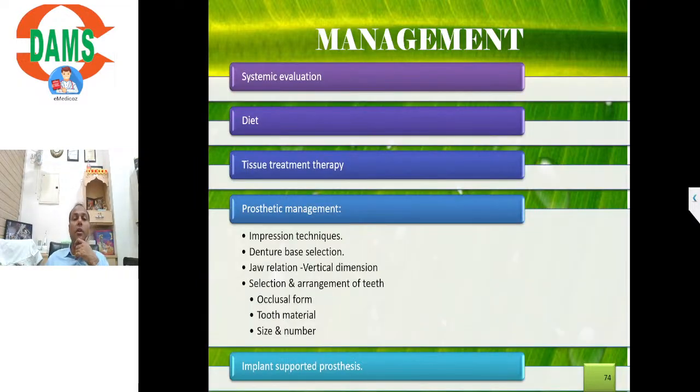So you should go for systemic evaluation, diet, and prosthetic management, where you can go ahead with various techniques like McCord's technique or Admix technique. You can go ahead with All Green technique. Basically you have to go ahead with the controlled pressure techniques. Never ever increase the VD in such patients, because already you can use flat teeth in resorbed ridges, right? You can reduce the number of teeth, you can omit second molars. You can use a softer material, acrylic teeth, right?